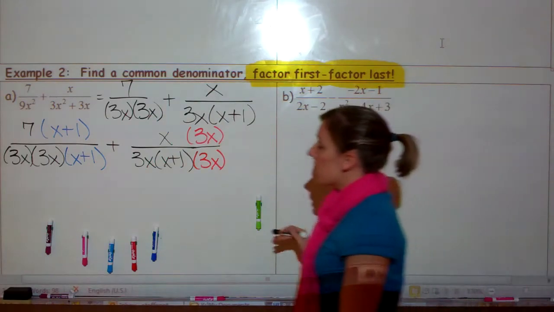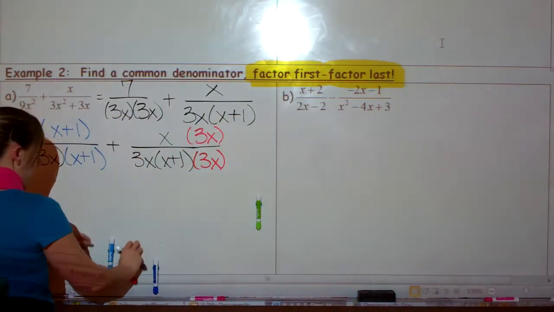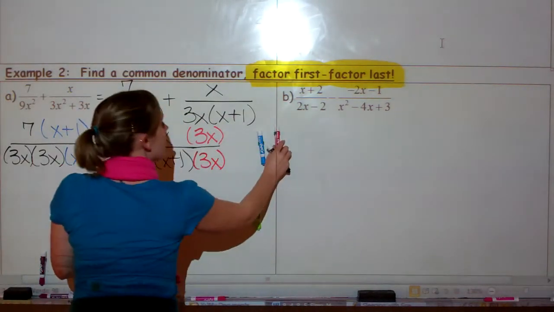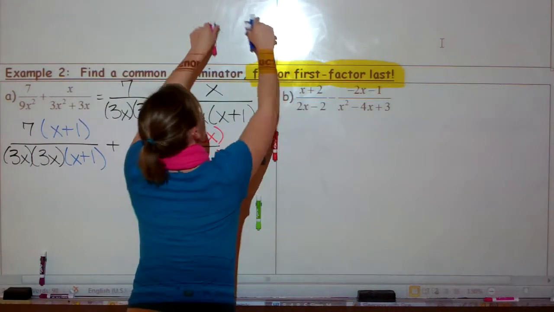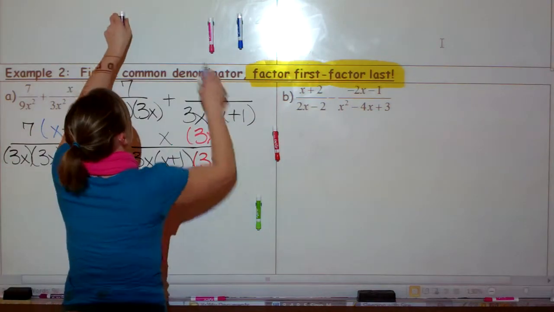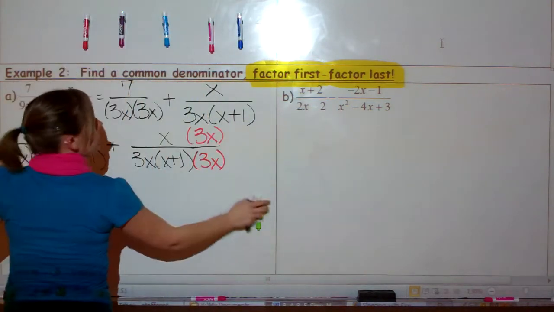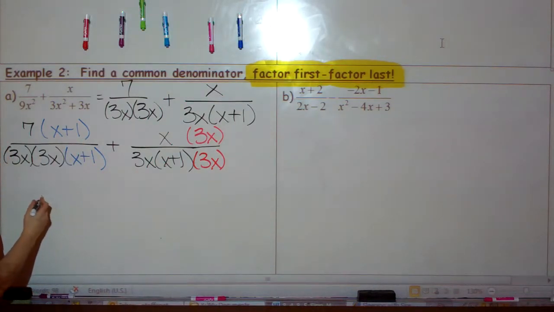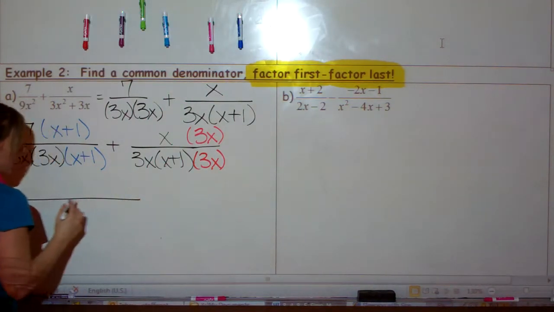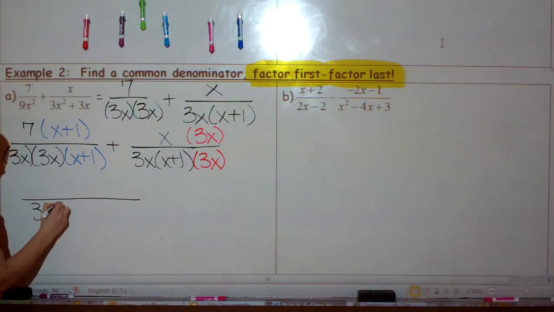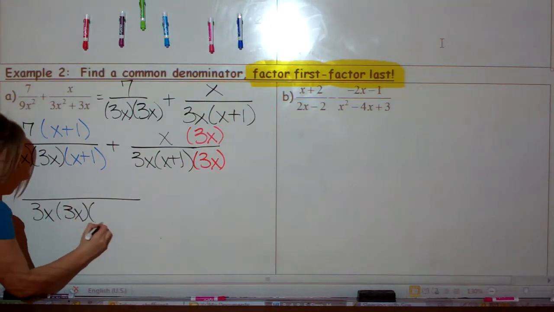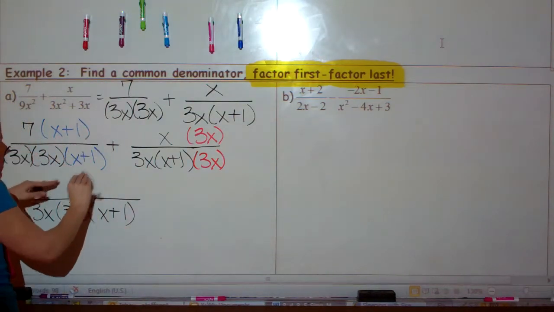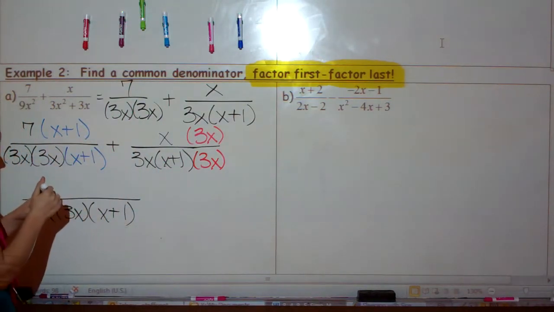We're going to rewrite it anyway. So our common denominator is either one of those. I'm going to write it as one big denominator, 3x times 3x times x plus 1. We only need to write it once, and now we're going to put both of these into the numerator.